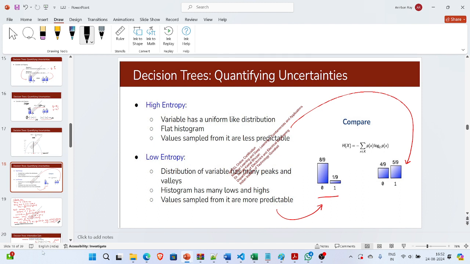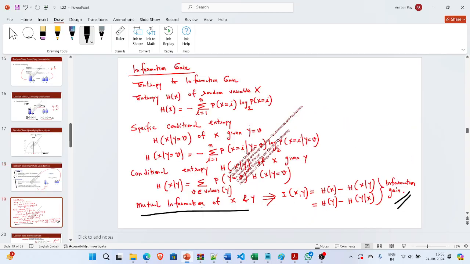So what does it mean first? A little bit of information theory, it's very important to understand. What does high entropy mean, what does it represent? The variable has a uniform distribution, so the probabilities become the same, like a flat histogram. It is less predictable as well. You cannot tell whether it is a head or tail if they're so close. So it has many peaks and valleys.